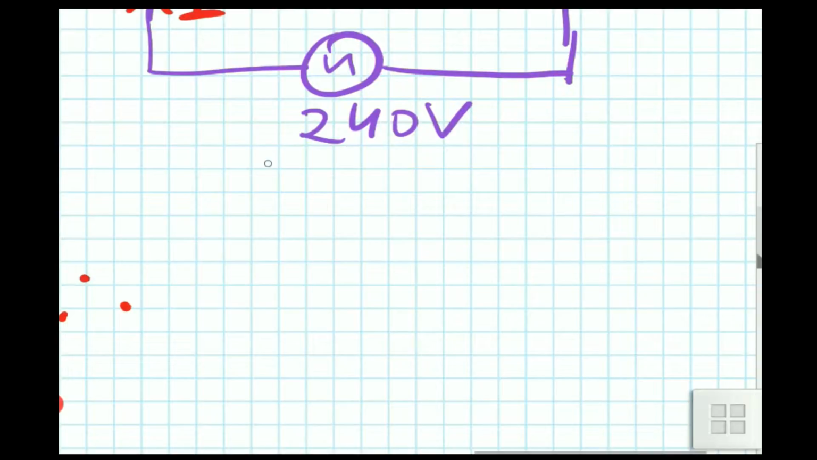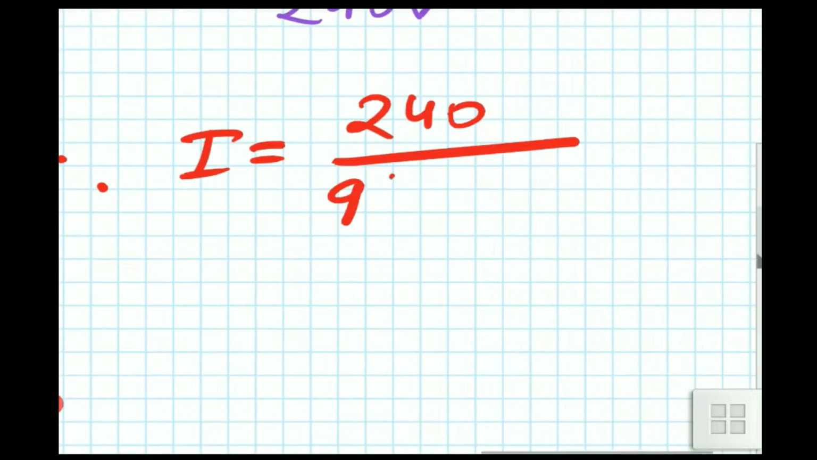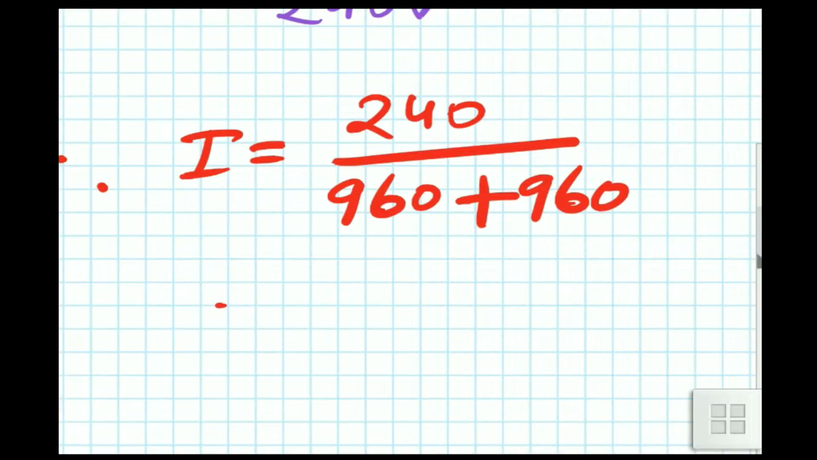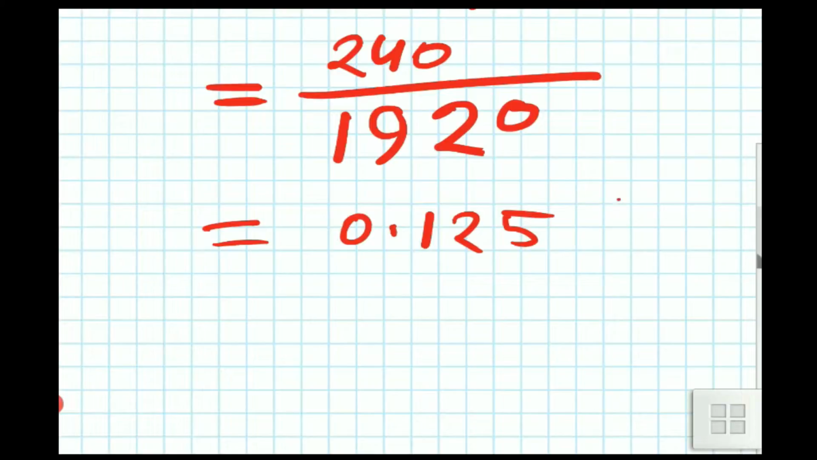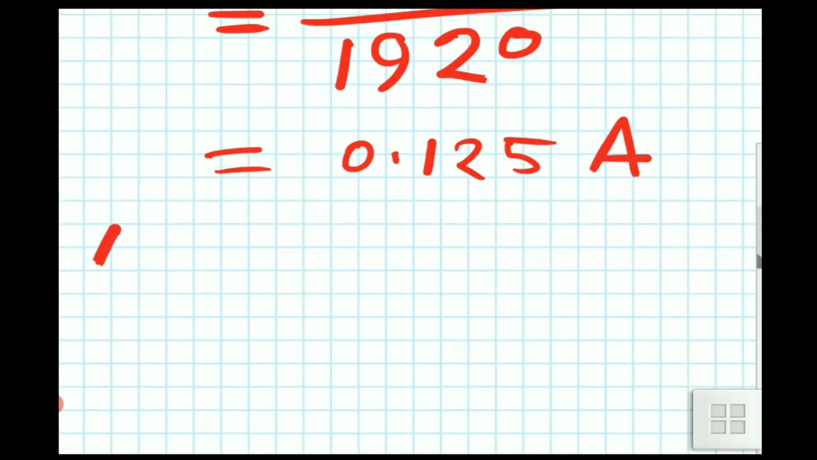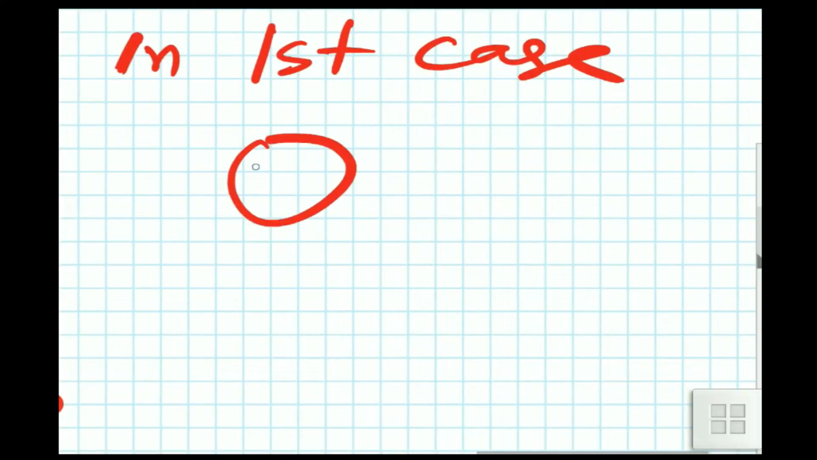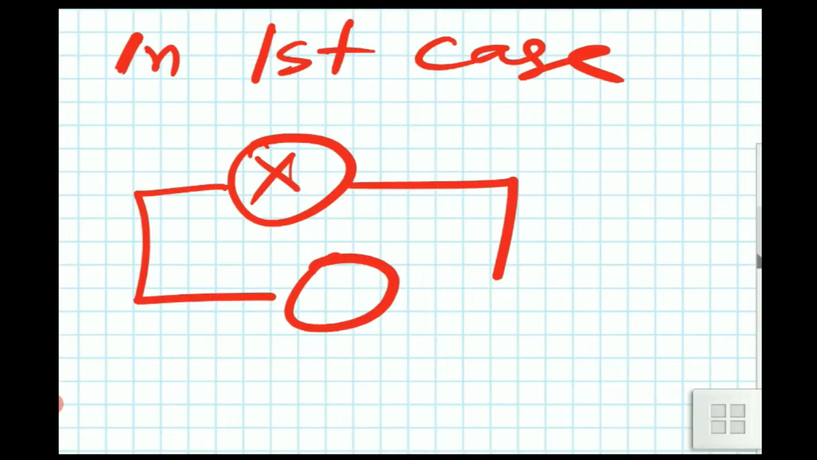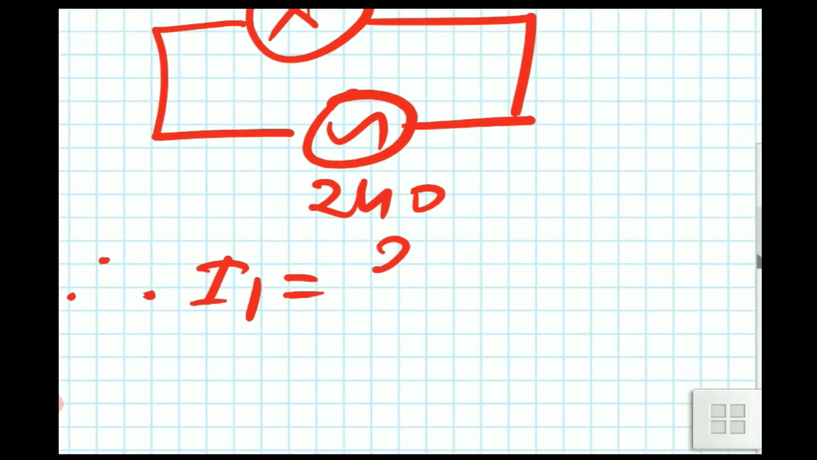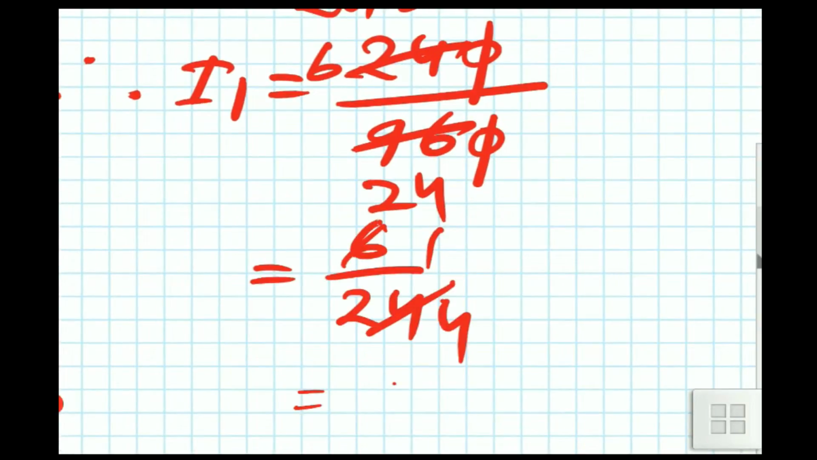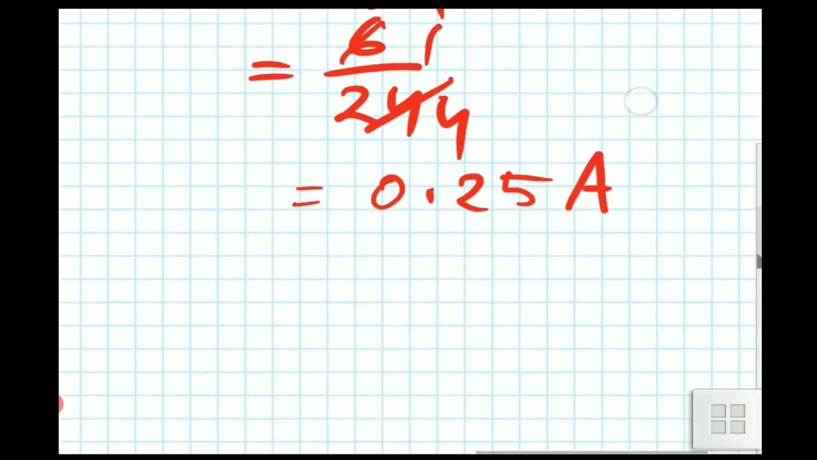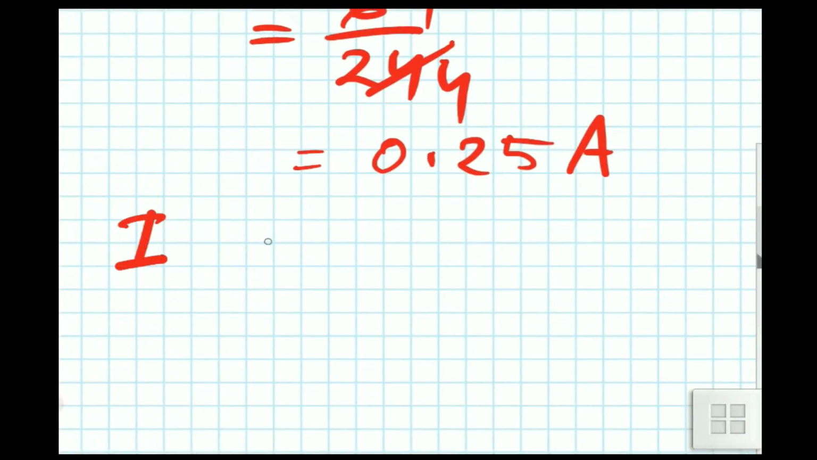It's simple. We will sum up the resistance and divide the voltage by the total resistance, 960 ohms plus 960 ohms, and we will get the total current as 0.125 ampere, right? In first case the current was 0.25 ampere. Here I am showing how we have calculated the current. It is 240 divided by 960, simple, right? If you calculate, we will get the value 0.25 ampere.